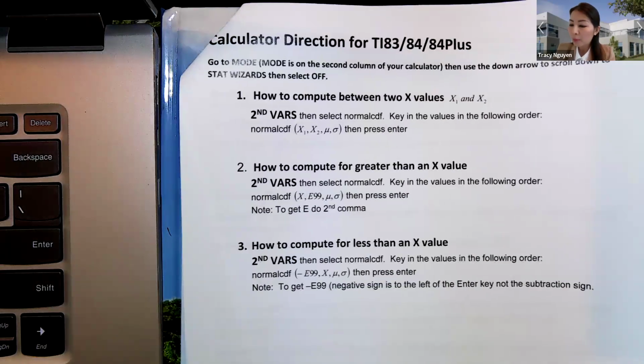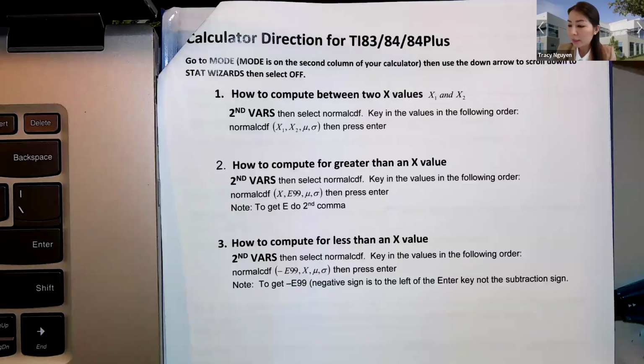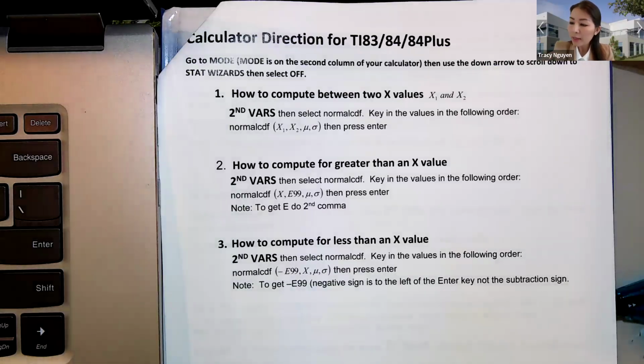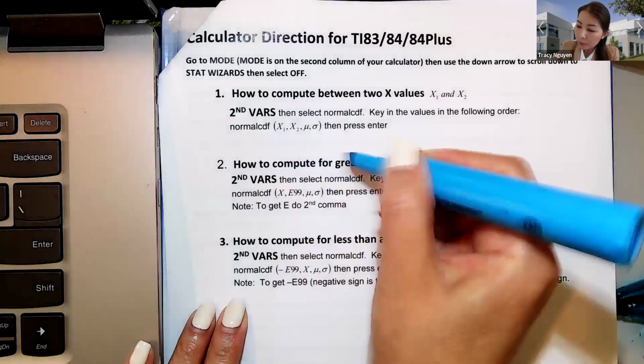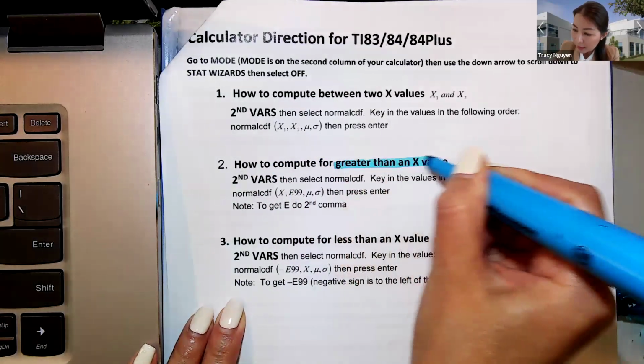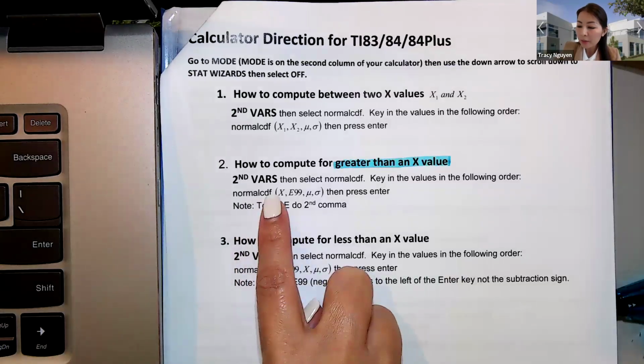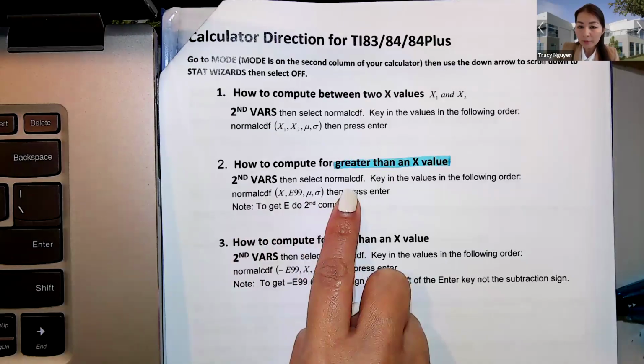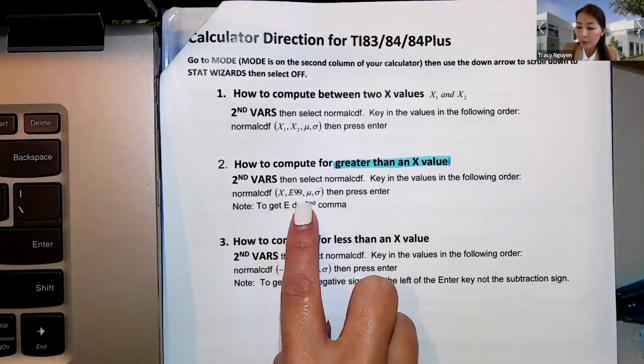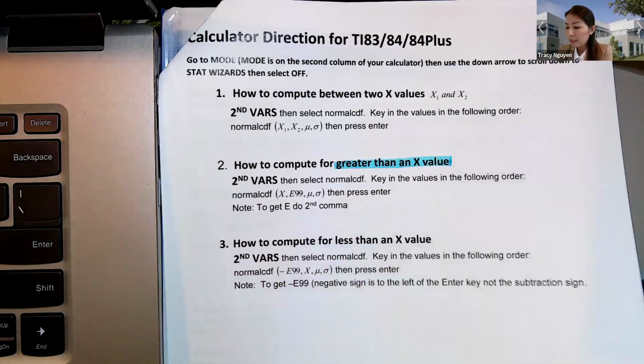So now, our problem, we have it for greater than 1200, meaning that we're going to follow this case right here. How to compute for greater than an x value. The direction tells us second bars, then select normal CDF, and we're going to key in this order here, okay? So let me take you to the problem.